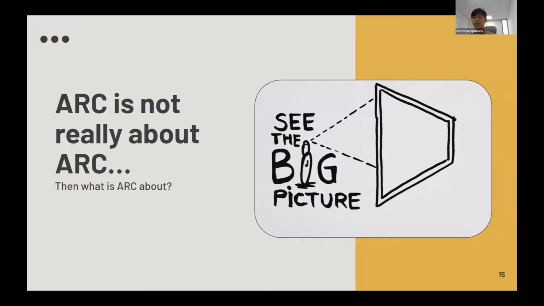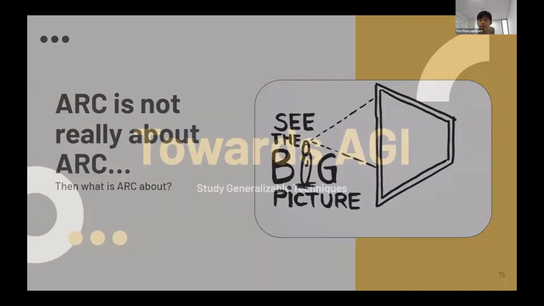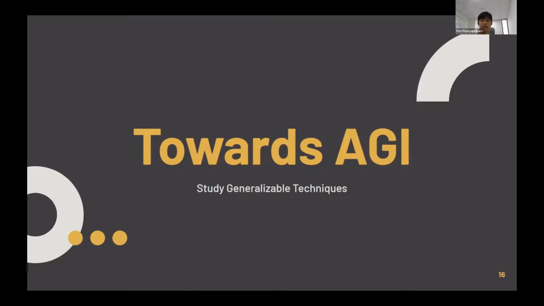Probably the most important part is keeping the big picture in mind. That's really important for our project because the ARC project is not really about solving the ARC dataset, although that is one of our goals. Instead, the ARC project is more about using the ARC dataset to focus our efforts on generalizing towards AGI.